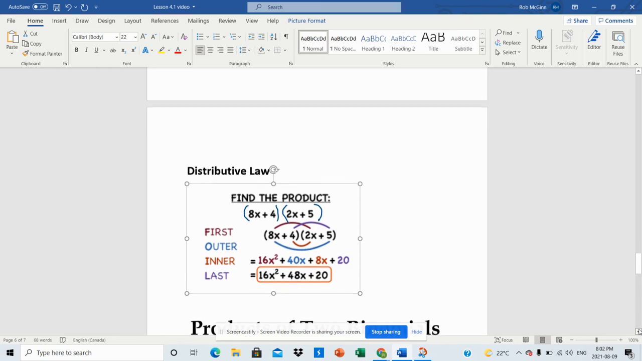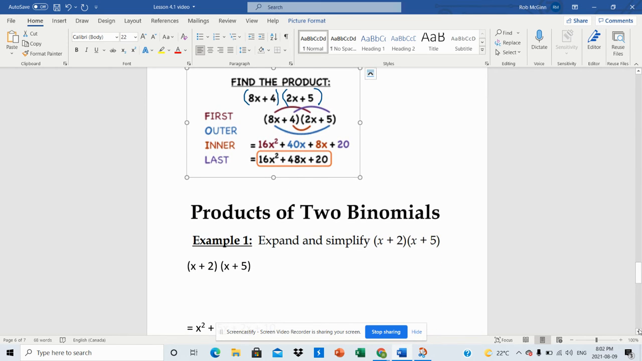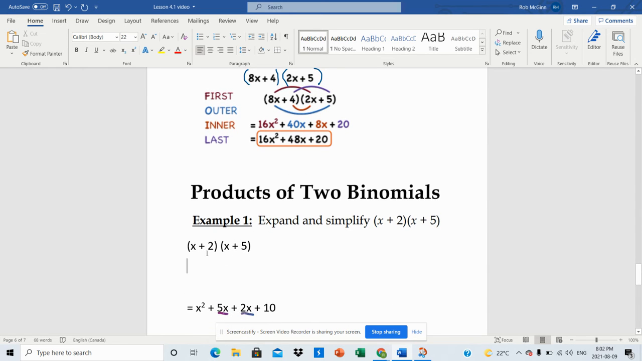All right, let's try some examples here. So, product of two binomials. Expand and simplify the following binomials: x plus 2 times x plus 5. So in order to do this, remember we're going to follow FOIL. We're going to do x times x first, which is going to give us x squared. Then we're going to do x times 5, which is going to give us our 5x. 2 times x is going to give us 2x. Finally, our last, 2 times 5, gives us 10.